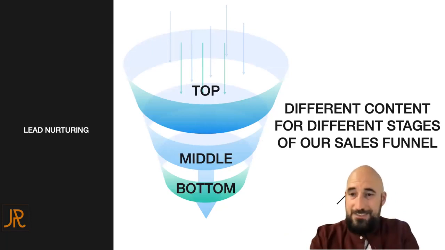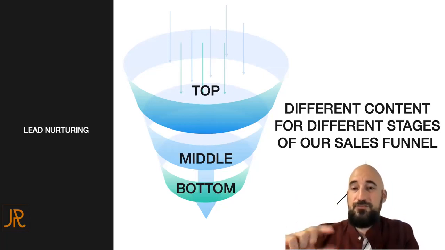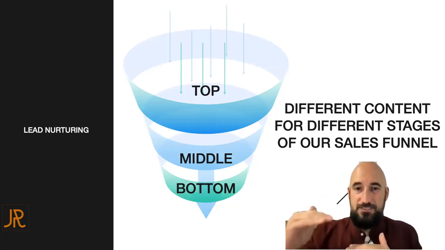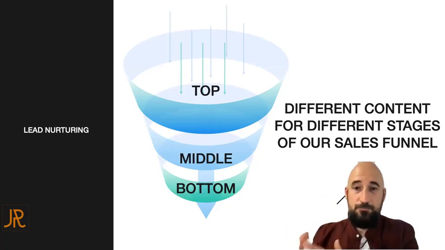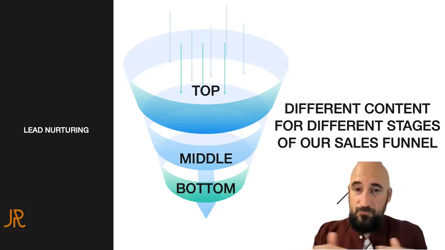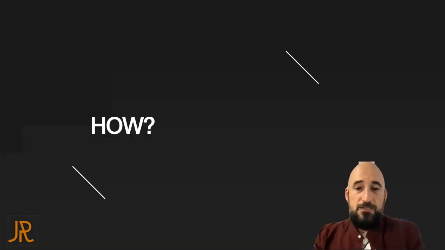So we also can establish that we need different content for different stages of our sales funnel. So just a reminder, we have the top of the funnel, the middle of the funnel, and the bottom of the funnel. Each of these phases needs different content because the prospect is in different stages of their buying process. So they need different sorts of information. If they are on top, they need different sorts of information than when they're in the middle and also when they're on the bottom. So how do we do that?